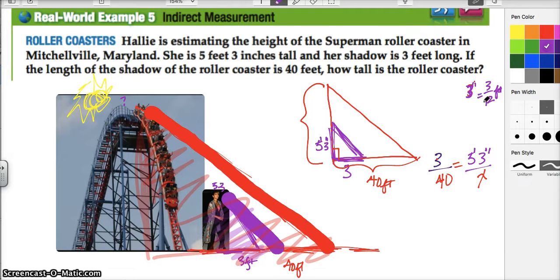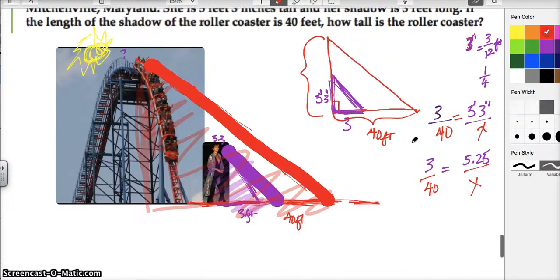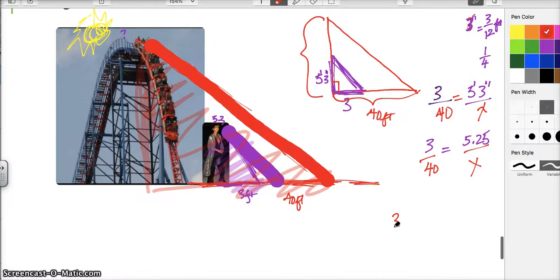And then what I'll do now is I'll reduce this to 1/4, right? You see that? So I can rewrite my proportion as 5.25, because 3 out of 12 is 1/4, which is 0.25. And then I'm comparing to 3 to 40, because those are the shadows, and this will be the actual size. You know what we're going to do? We're going to cross multiply and party like there's no tomorrow.